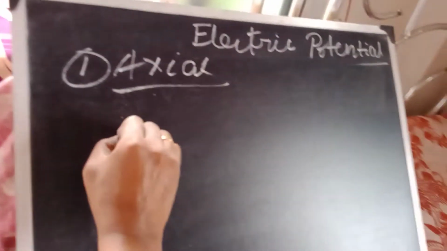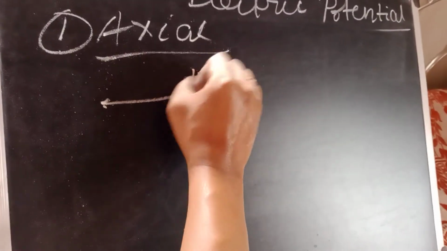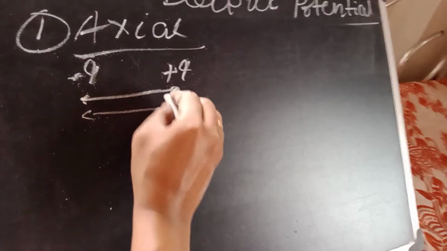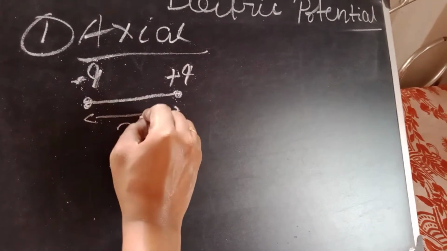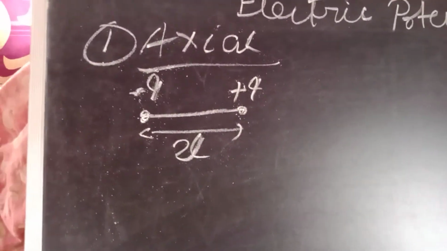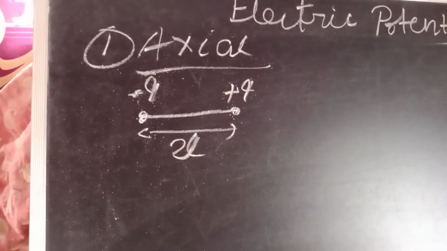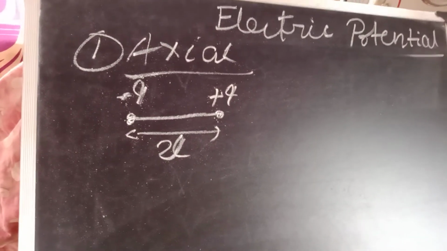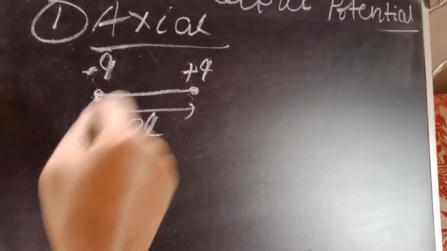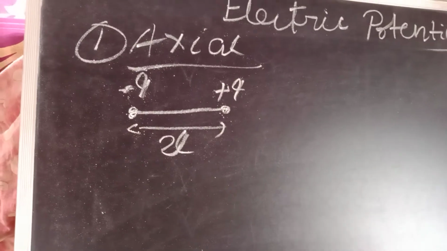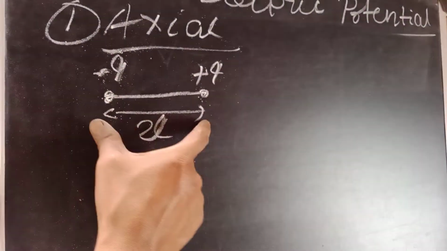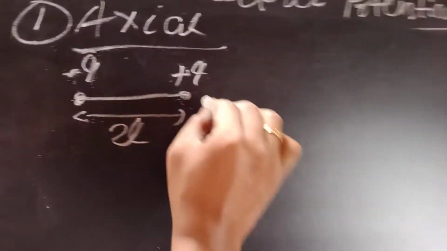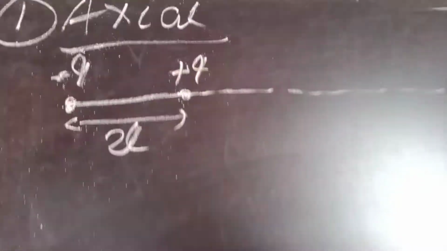Axial point, that is, there is a dipole, plus q and minus q, and the distance between plus q and minus q is a very small distance, that is 2l. We have already learned that if two equal and opposite charges separated by a small distance are called a dipole, and the dipole moment acts from negative to positive direction, and that is given by q into 2l, that is charge into distance, the dipole moment. Now axial point means this dipole and that is its axis.